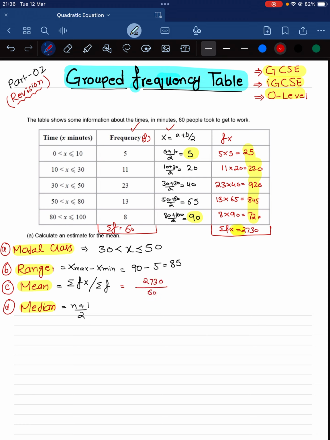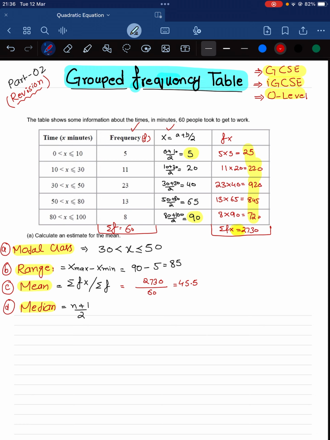2730 over 60, so the mean is 45.5. This is the same thing as we did in the last question. Now we need to find the median.